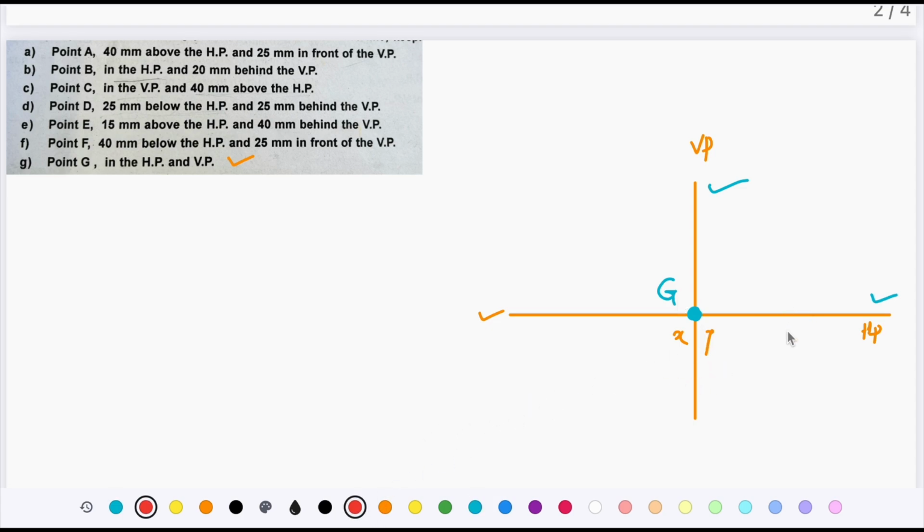Now when you draw its front view and top view, this is our XY line. When you look for its front view, it is on XY line, so this is G dash. Similarly, when you look for the top view, it is on XY line itself. So in this case, the front view as well as top view of the point will be located on XY itself.